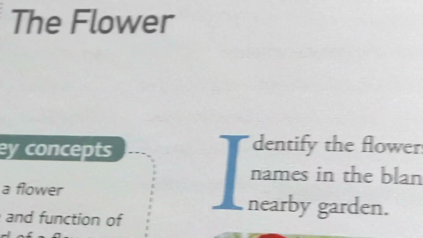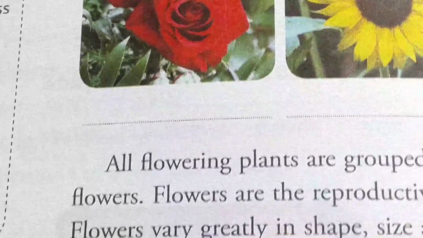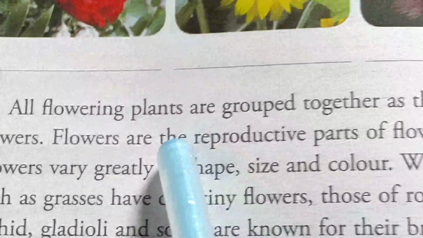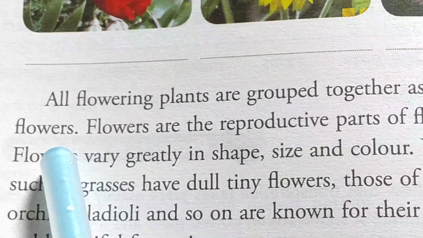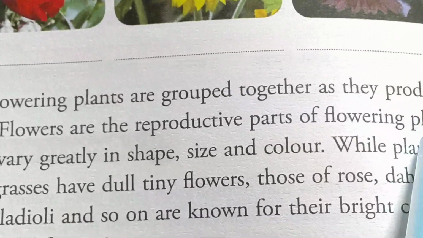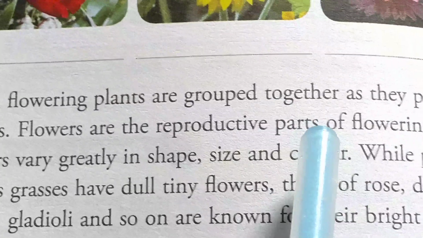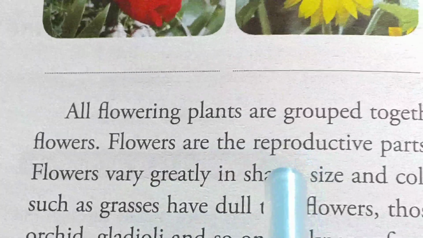Today I am going to start the second chapter, the flower. I hope all of you watched the last video and understood what I discussed in the previous classes. So let's start the second chapter. All flowering plants are grouped together as they produce flowers. Flowers are the reproductive parts of flowering plants. Basically, flowers are the main reproductive part of a flowering plant because flowers turn into fruits.